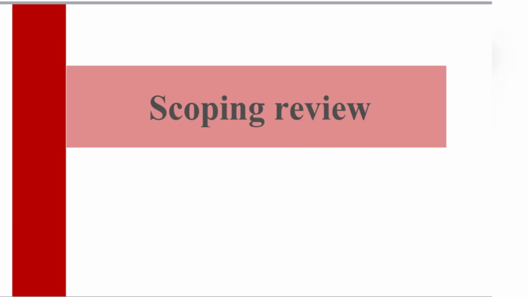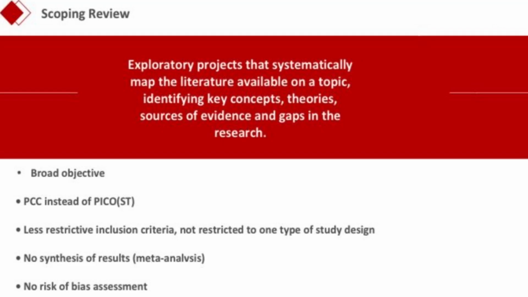We'll be talking about scoping review. It's an exploratory project that systematically maps the literature available on a topic, identifying key concepts, theories, sources of evidence, and the gaps in the research. There's usually a broad objective. We use PCC instead of the PICO used for systematic review. Less restrictive inclusion criteria, not restricted to one type of study design. No synthesis of results, and no risk of bias assessment.